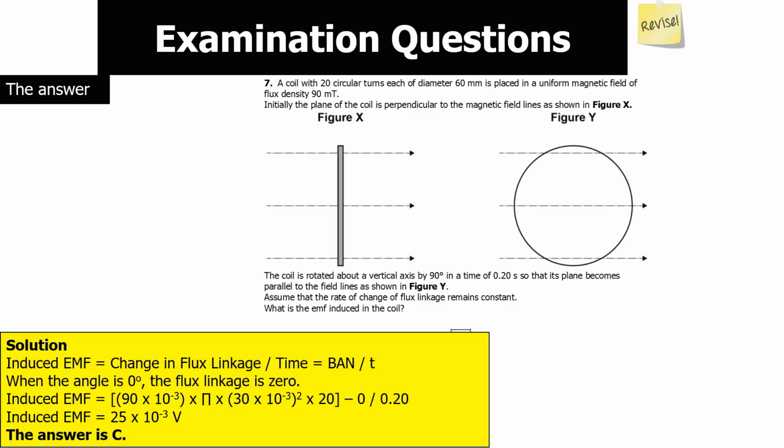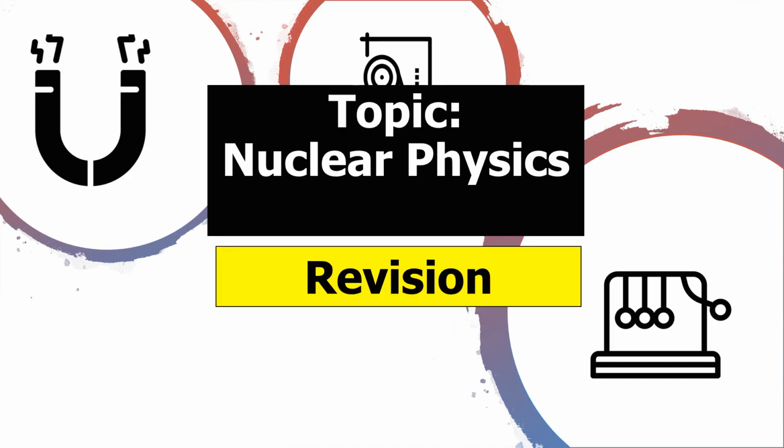Then you times it by 20, which is the number of turns. Then you divide that all by the time, 0.20. Our answer is 25 times 10 to the minus 3 volts. Our answer is C. Let's now have a look at some questions concerning nuclear physics.